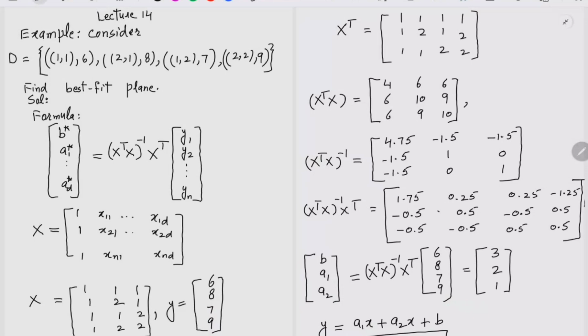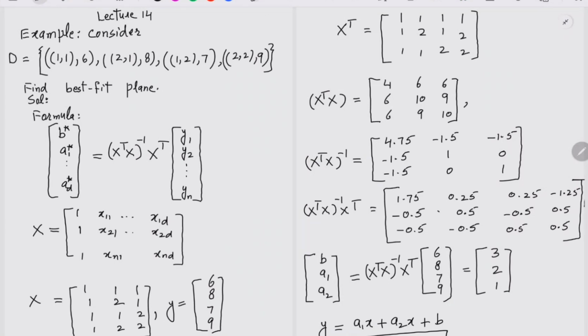In the previous video, we saw the multidimensional regression problem. In that video, we developed a theory regarding the multidimensional problem. In this video, I will solve an example to find out the linear hyperplane. So we are going to solve an example on that.